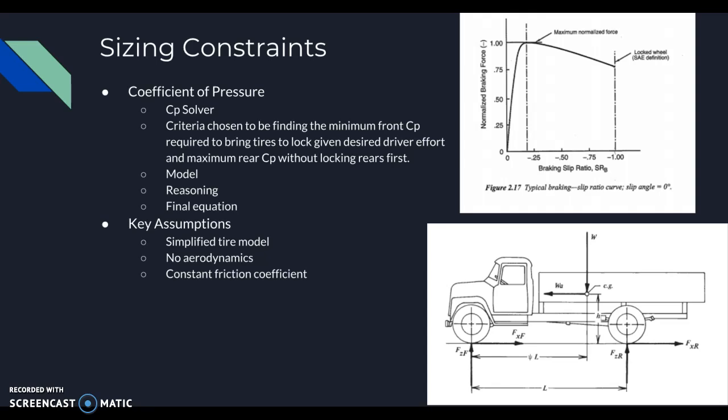So our first constraint placed on the system is a sizing constraint to determine whether or not the driver can actually exert enough brake force on the corners when in an emergency situation. For this we use the coefficient of pressure, which is just a constant relating the input pressure to output brake torque. A subfunction called CP solver was used in order to find the minimum possible coefficient of pressure for the front wheels to ensure locking.